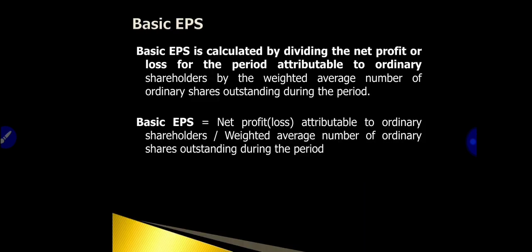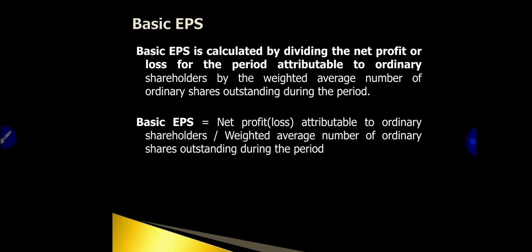Basic earnings per share. Now, basic earnings per share is calculated by dividing the net profit or loss for the period attributable to the ordinary shareholders by the weighted average number of ordinary shares outstanding during the period. Meaning that the formula is very simple and clear. Always get your net profit or loss attributable to the ordinary shareholders, then divide by the weighted average number of shares outstanding during the period. So that's how we calculate the basic earnings per share.